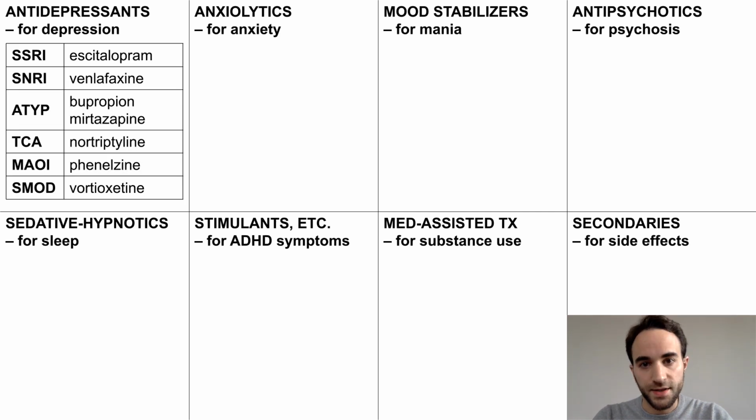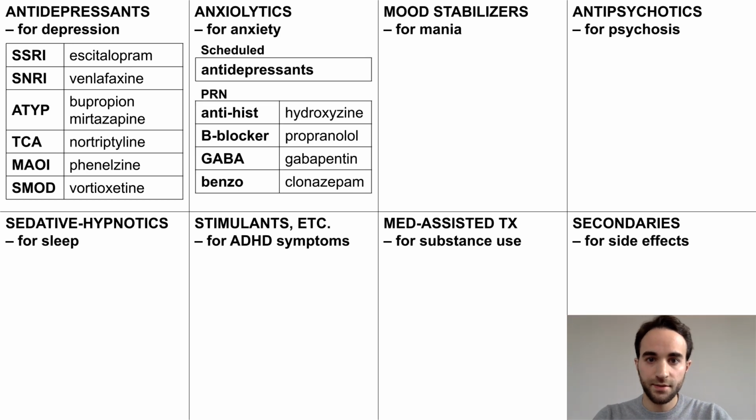For the antidepressants, there are the selective serotonin reuptake inhibitors, or SSRIs, serotonin and norepinephrine reuptake inhibitors, or SNRIs, and atypical antidepressants. There are also two older classes of antidepressants, the tricyclic antidepressants, or TCAs, and the monoamine oxidase inhibitors, or MAOIs. Finally, there are the serotonin modulators, a relatively newer class of antidepressant.